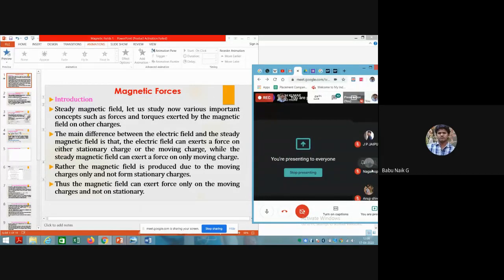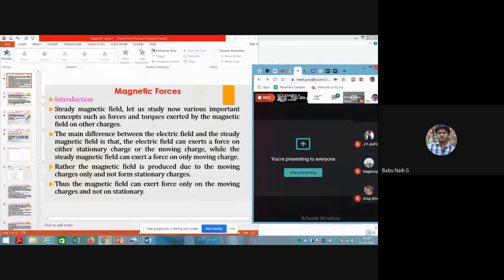Whereas in the steady magnetic field, a force is only possible on a moving charge. A steady magnetic field is only possible if the charge is in motion; only then will the magnetic field be created. It is not produced by stationary charges, it is only produced due to the motion of the charges, right?